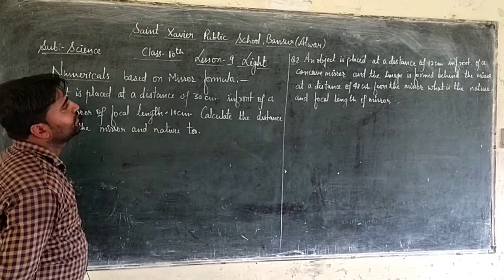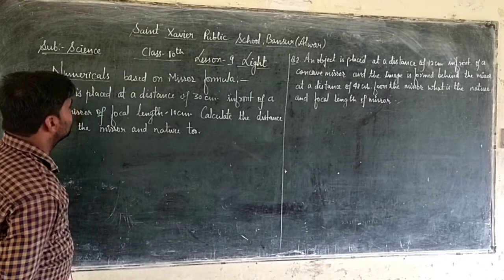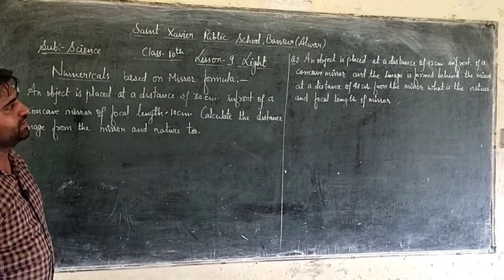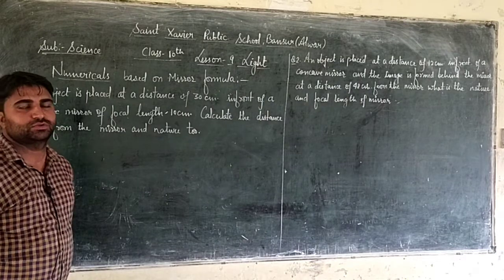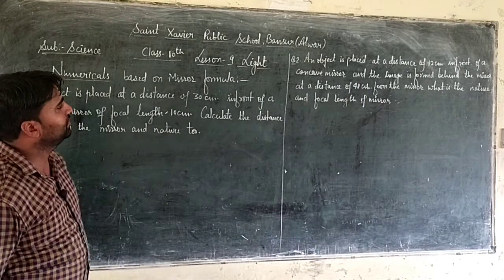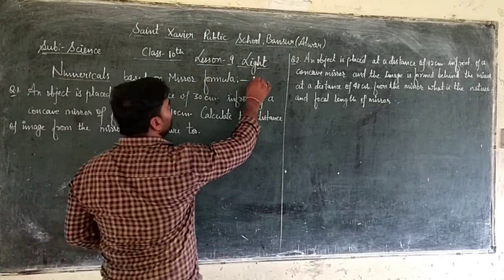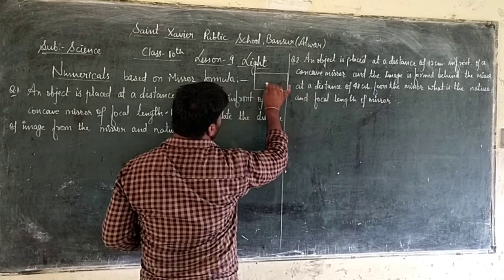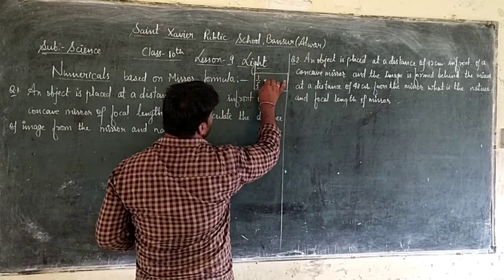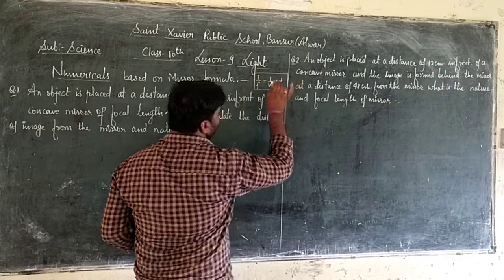So, we were reading about light, lesson number 9. In this chapter, we are today starting to solve the numericals, how to solve the numericals based on the mirror formula. And the mirror formula you know very well, that is 1/f = 1/v + 1/u.